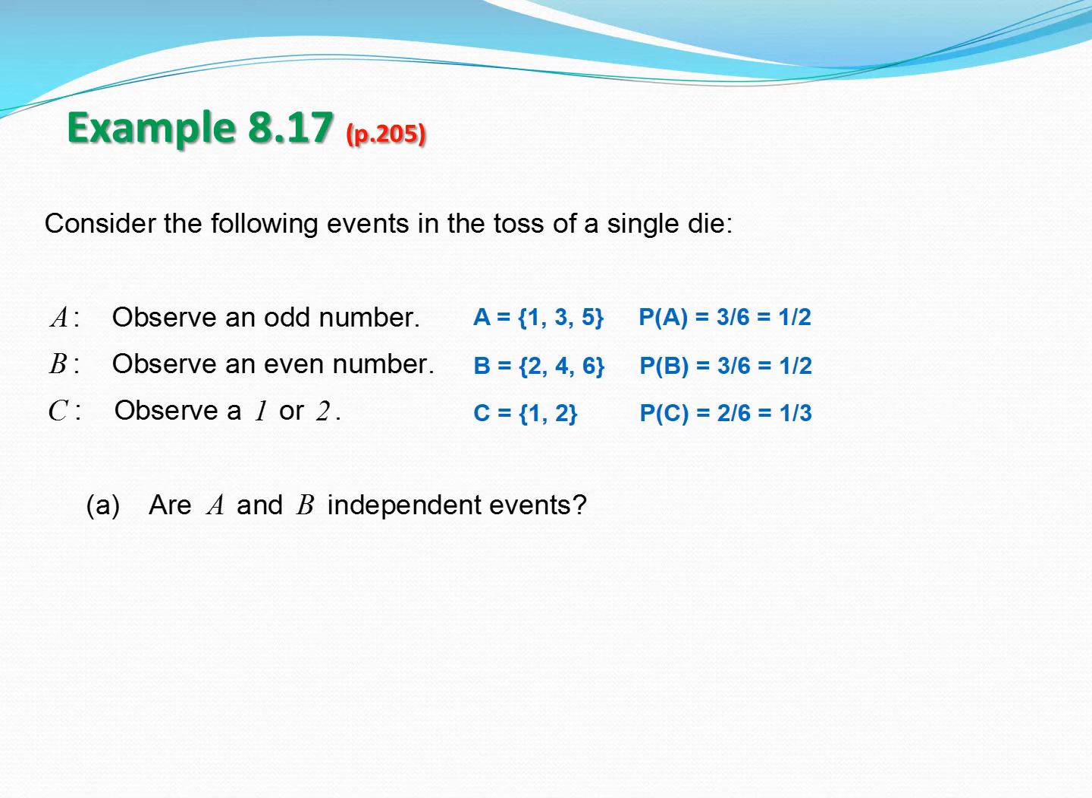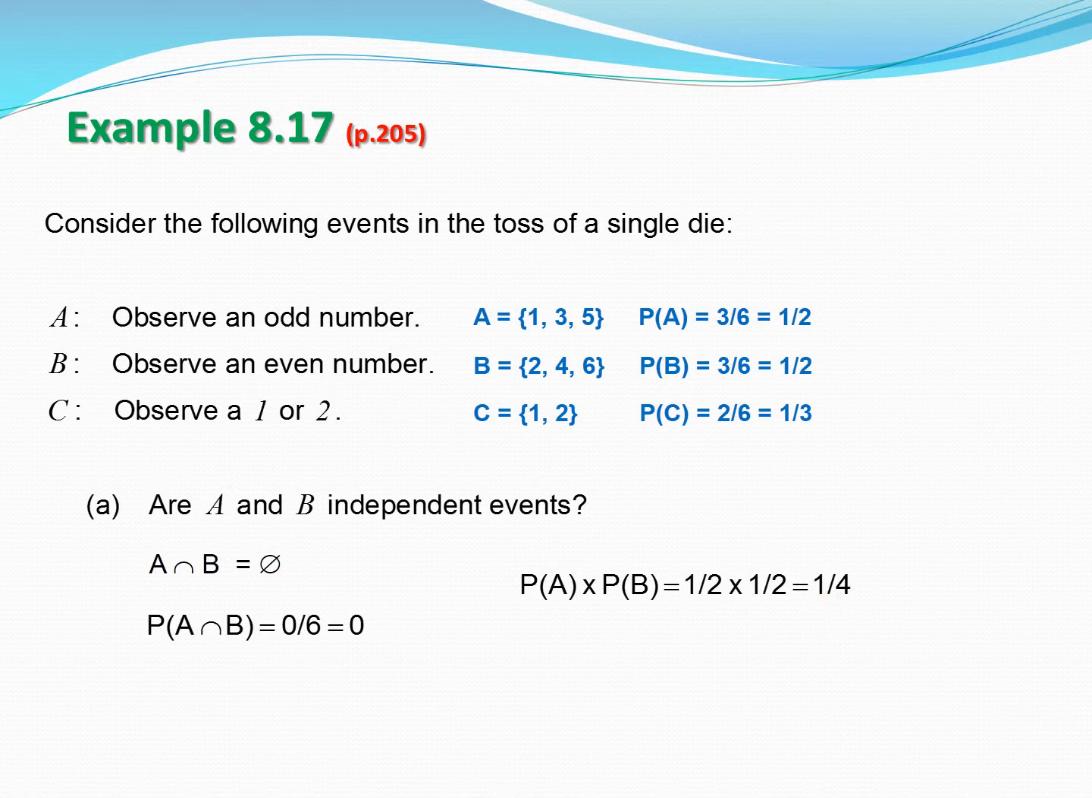Now in question A they ask you, are events A and B independent events? So the intersection of A and B will be a null set because event A and event B have no outcomes in common. So the probability of that intersection of A and B will be 0. But if you multiply the probability of A and the probability of B, you will get a fourth.